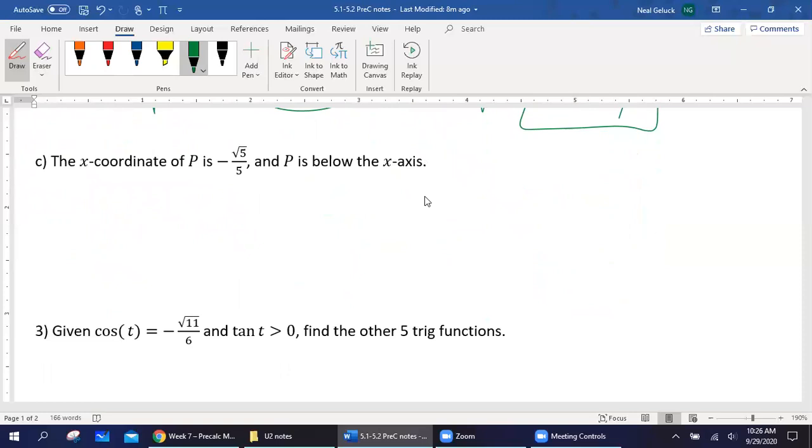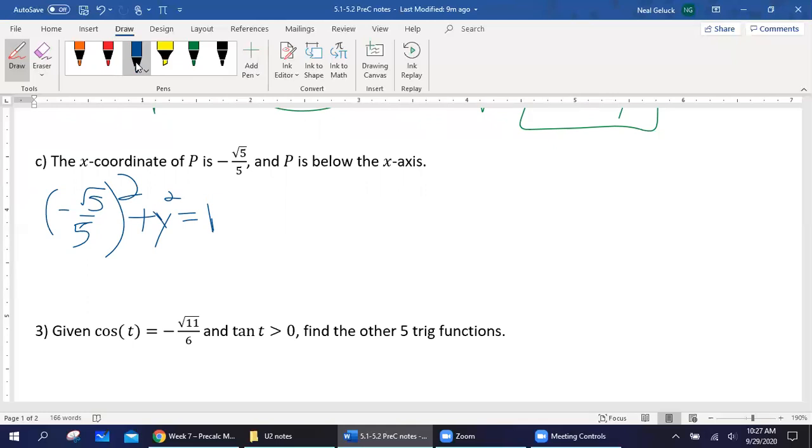Letter C is basically the same type of problem. It's giving me the x coordinate. So that'll be squared. I don't know the y coordinate. Oops, y squared, excuse me. And it does say that P is below the x-axis. So the fact that the point is below the x-axis, that means my y coordinate is going to be negative. So when I get to that point, I'll be doing the negative of the square root.